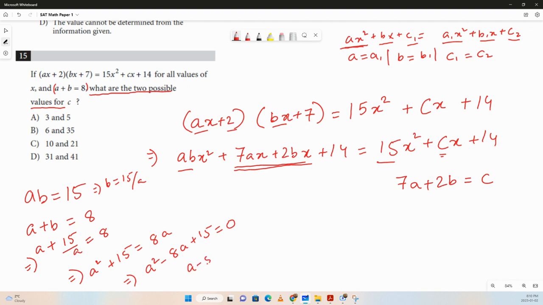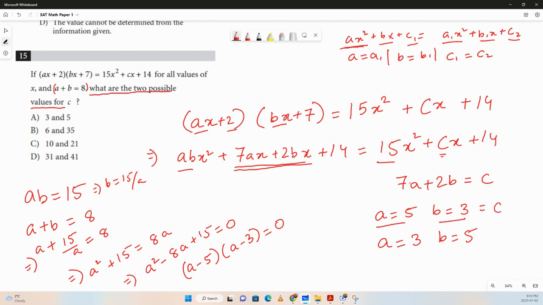So we have (A minus 5) times (A minus 3) is equal to 0. So A can have the value of 5 and 3, right? So if A is equal to 5, how much is B? B equals 15 over A, right? So B equals 3, and if A equals 3, B would be equal to 5. So we'll substitute these values and find the value of C.